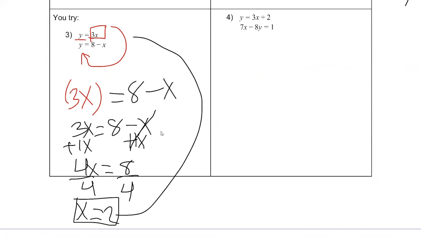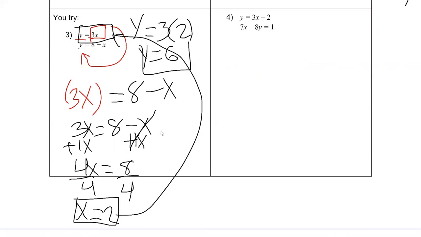So to get our other answer, we can plug it back in. I'm going to plug it into this top equation. So that would be 3 times 2, or y equals 6. Don't forget to write your answers in ordered pair. So it would be 2 comma 6.